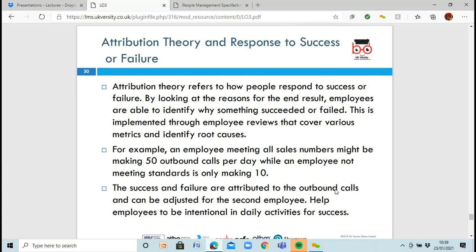So the success and failure for this particular situation is that the employee who's not meeting their targets realizes that they're not making enough phone calls, that if they upped their outbound calls, they'd probably have a better chance at meeting their successes. So the second employee, the one that's not meeting their standards, knows that they've got an adjustment that can be made, and that will actually hopefully drive them towards success.